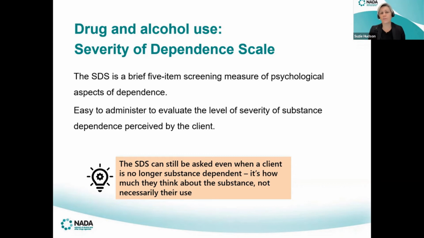While someone may not be still using the drug, they may still be very preoccupied with thinking about the drug, thinking about the role that it plays in their life, experiencing cravings, etc. So when administering this particular aspect of the COMS, you're really asking them to think broadly about their thoughts and feelings, specifically about their drug use. And that's where you can really start to get to the heart of their experience.